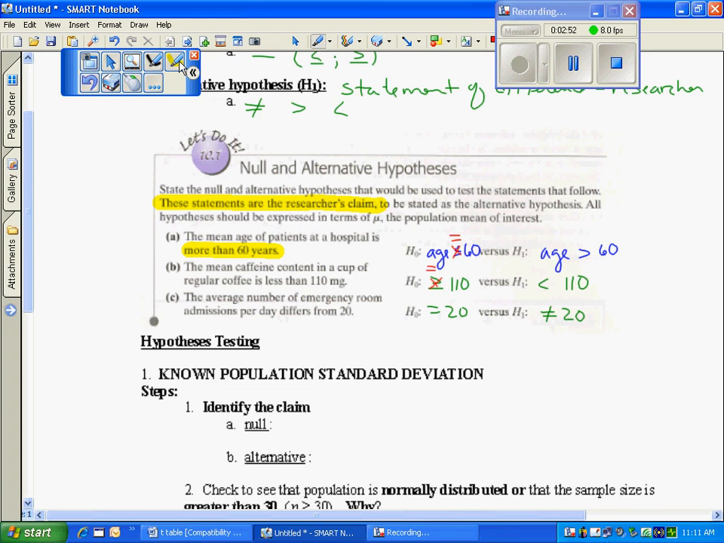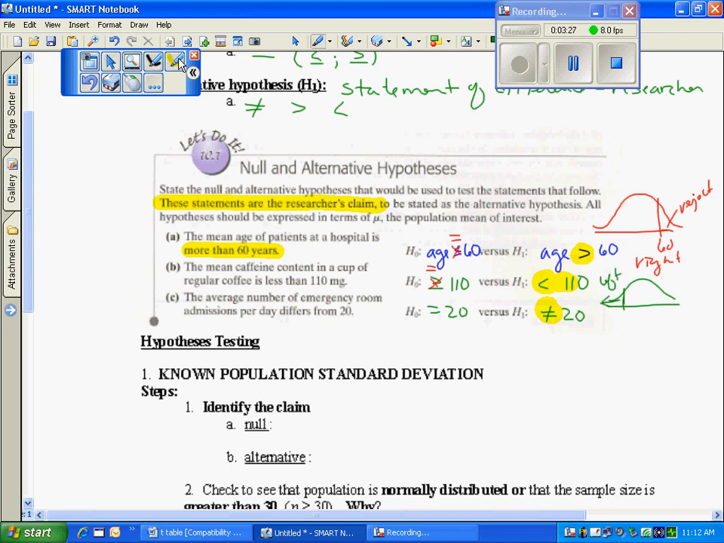What we're most worried about here is our alternative, because it tells me the direction that I'm looking for. Where are my extreme values? In other words, if I look on this curve and I get greater than 60, 60 is my cutoff for when I'm going to reject. So that is on my right. In the second scenario, I'm looking for where I am less than 110. Less than 110 is on this side, which is on the left. So we call that a left direction test.